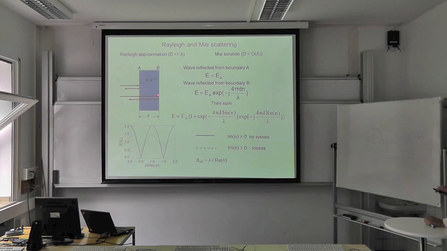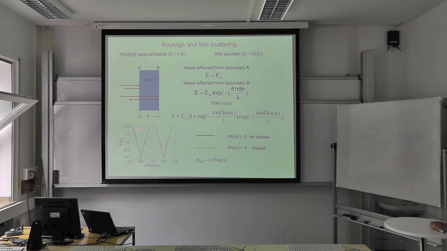If there are some losses, then the amplitude of the wave reflected from the second boundary is attenuated, so the full cancellation doesn't occur. But that's the basic principle of any interferometry. This means that this reflected wave and this reflected wave do not cancel each other, so we get some sort of this dependence. This sort of interference effect is sometimes called resonance scattering. That term is widely utilized in the scattering theory for hydrometeors.